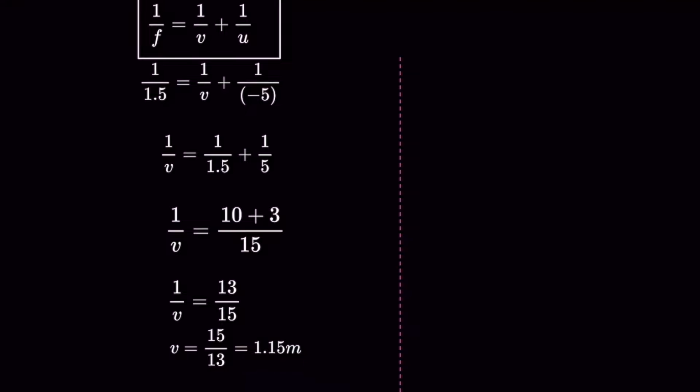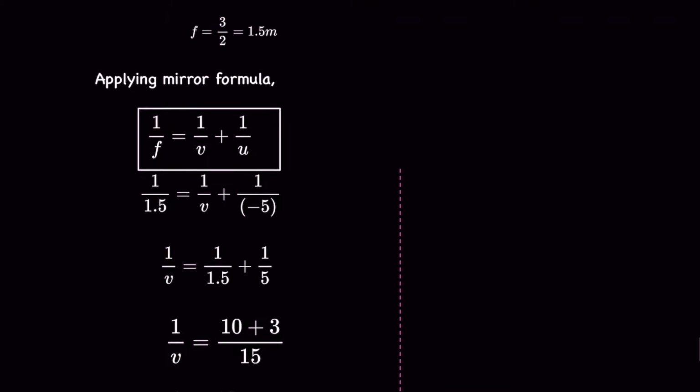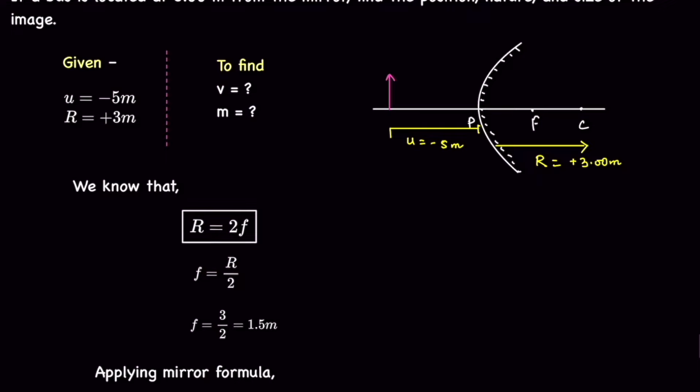So this is the position of the image. It means the image is present at a distance of 1.15 meter. So here in this diagram, somewhere it is present, 1.15 meter.